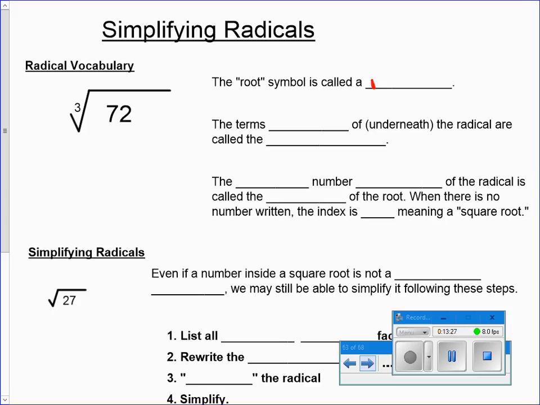The root symbol is called a radical sign. Terms that have a radical in them are called radical terms. So terms that are inside of, or we say underneath, the radical are called the radicand. So sometimes we'll say inside the root sign, underneath the root sign, or radicand, that all means the same thing.